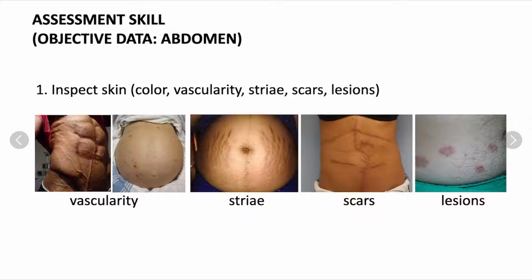Okay, and for the striae, they're normally seen, especially if the patient has already given birth or has lost weight. And scars are normal if he or she has undergone procedures or operations that you have taken within the health history. For lesions, you may ask what caused the lesions, if there are any, but normally no lesions must be found on the abdominal area.